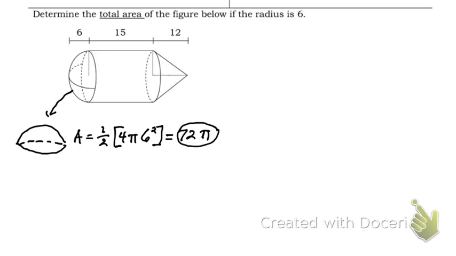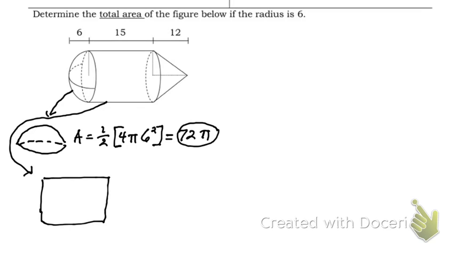All right, the next thing we're going to look at, we'll go left to right. So let's do this rectangle. Remember, when you open up a cylinder, it just is a big old rectangle. We just got to remember something about that rectangle. So the area of a rectangle is length times width. One of our measurements is 15. So let's put a 15 on here. What is the other measurement of that rectangle?